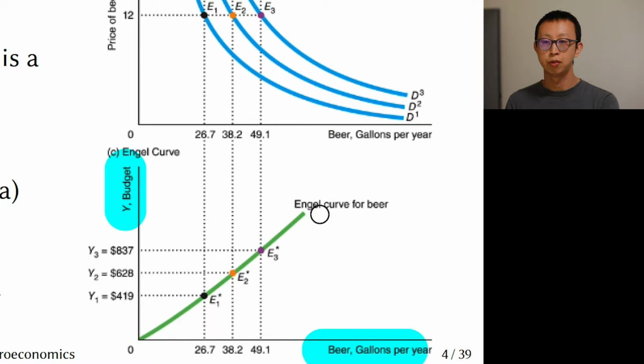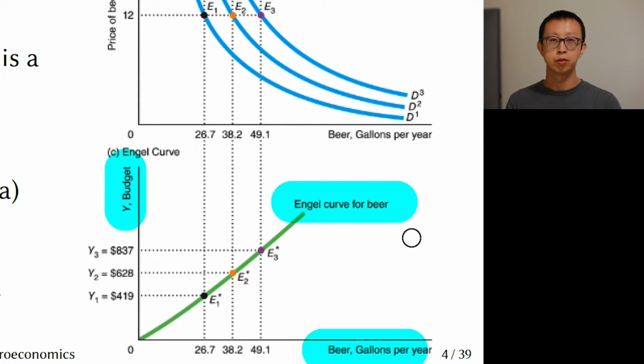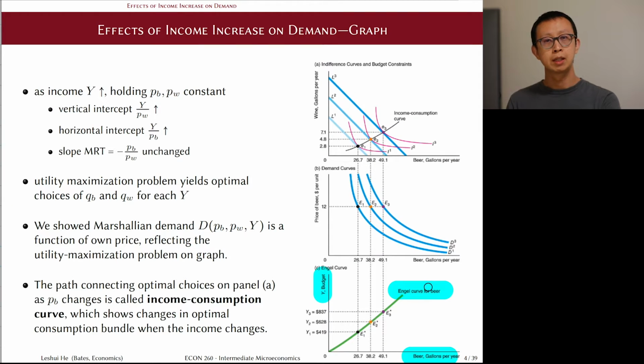This leads to the green curve that represents the relationship between Y and quantity demanded for beer, while all the other variables are kept constant. This curve is called the Engel curve. Just like a demand curve plots the relationship between price and quantity, an Engel curve plots the relationship between income/budget and the quantity. Now we see that as Y increases from one value to the next, the quantity demanded for beer increases correspondingly.